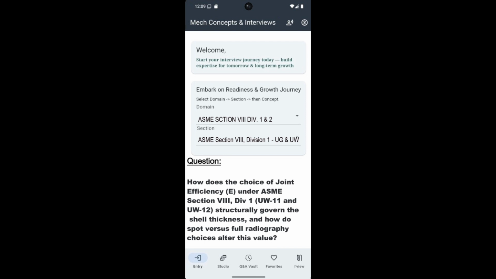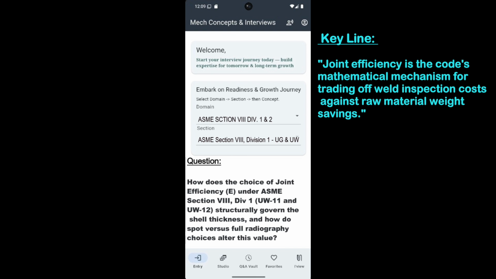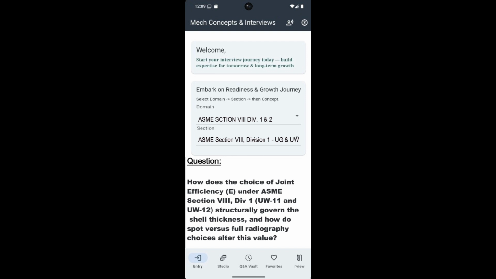Depending on the exact RT selection per UW-12(a), you might be forced to calculate the thickness of your highly expensive seamless pipe at an E of 0.85. So they gained absolutely nothing by ordering the premium seamless pipe because they fundamentally compromised on the inspection of the connecting welds. Precisely. Joint efficiency is the code's mathematical mechanism for trading off weld inspection costs against raw material weight savings. Let me quantify exactly how severe this trade-off is.